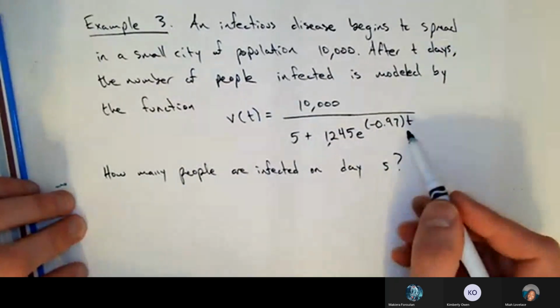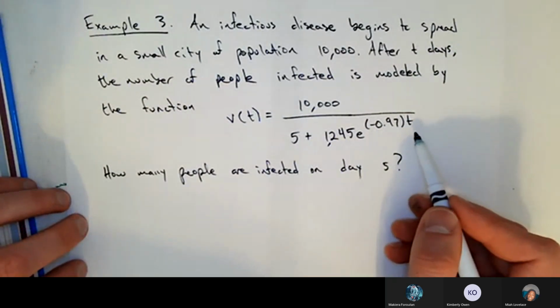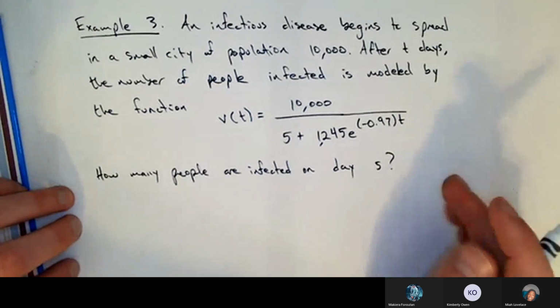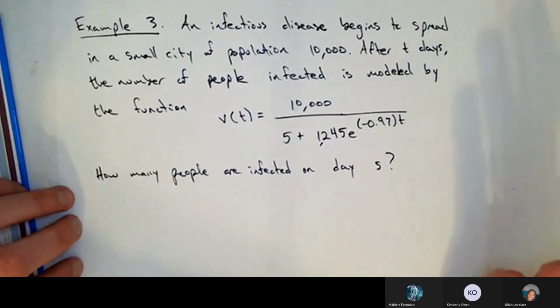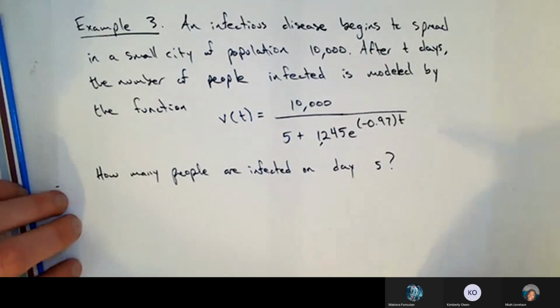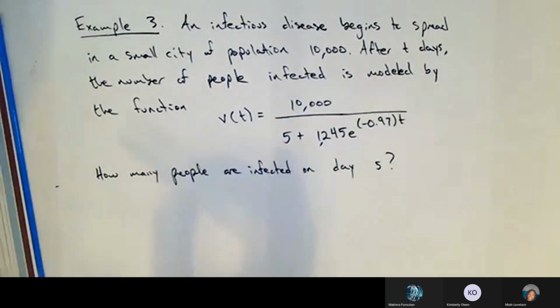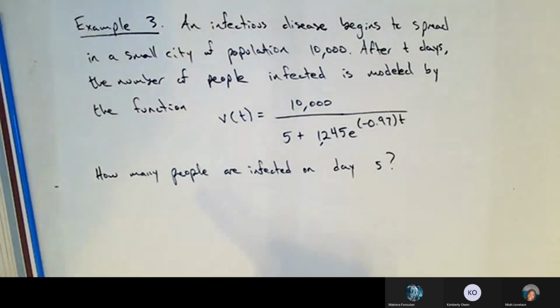Notice t is measured in days here, not years like the other real life examples we were looking at for modeling growth in a savings account. There, t was measured in years. Here it's measured in days. So day 5 is what we want to investigate. The model's already built for us.